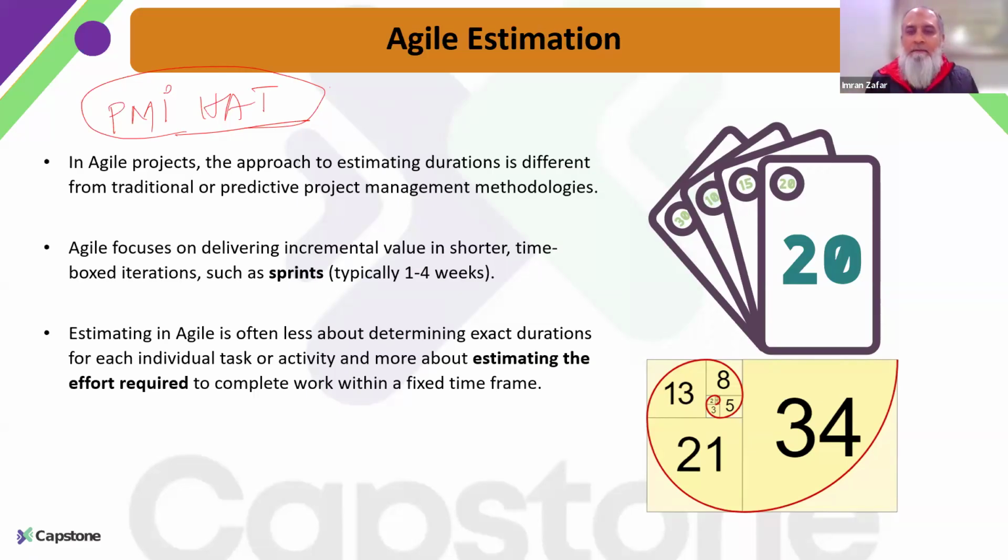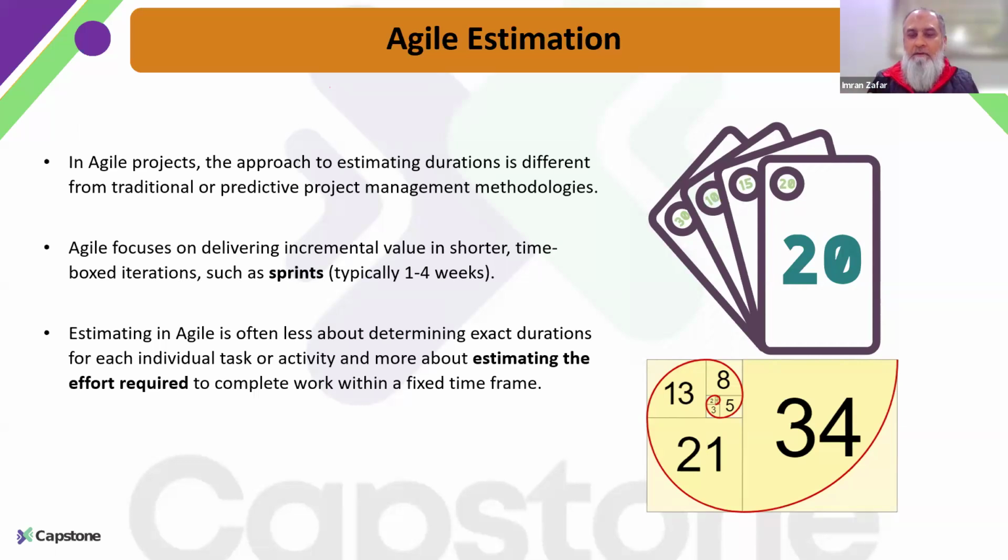So, okay, now let's come back to the topic. We still have a lot to cover. So now let's talk about how estimation is done in Agile. In Agile, we know we have the sprints, 1 to 4 week sprints.